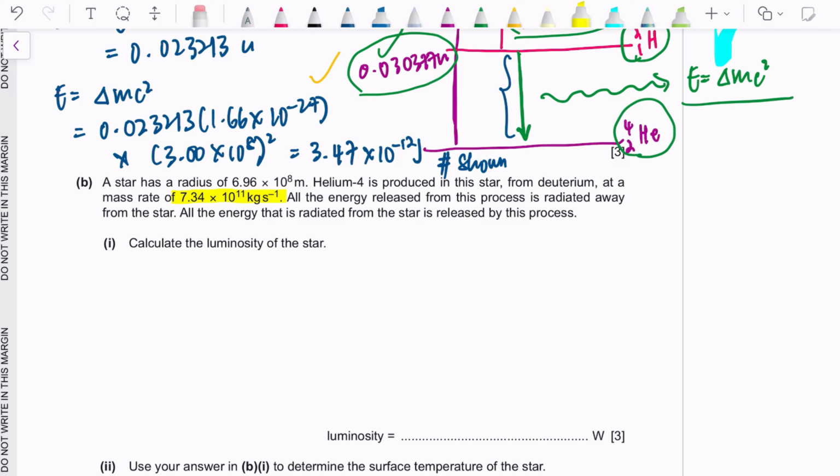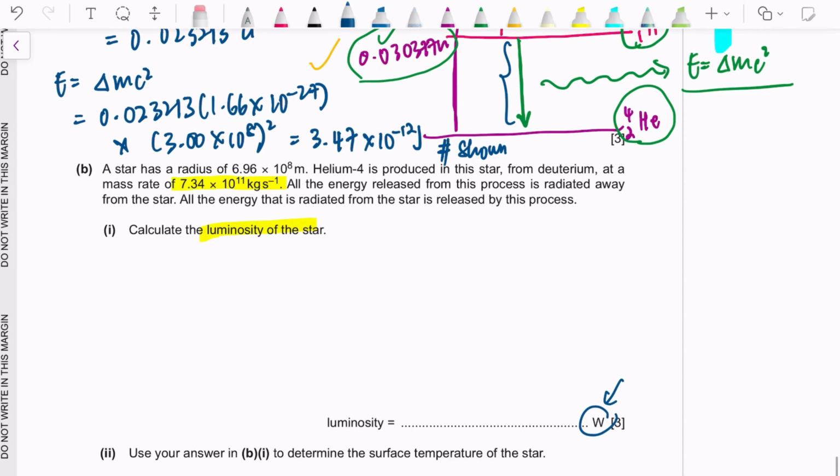B Roman 1, calculate the luminosity of the star. They want us to find the luminosity. We know that luminosity is actually power, or in other words, you can also look at the unit here. It's in watts, and the unit for power is the watt. So what is the formula for power? Power has a formula of energy divided by time. So we have the value for energy. If you're wondering where it is, it is the value that we just found. And why is that so?